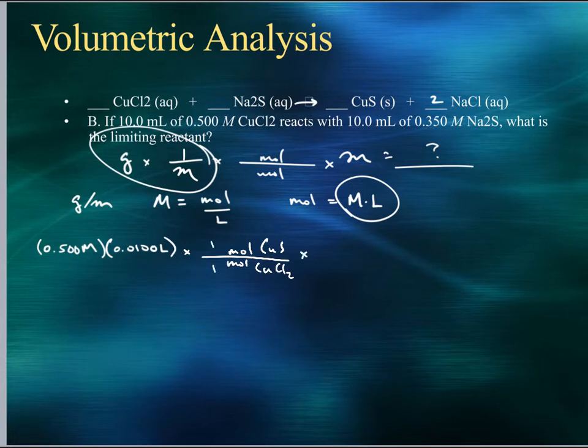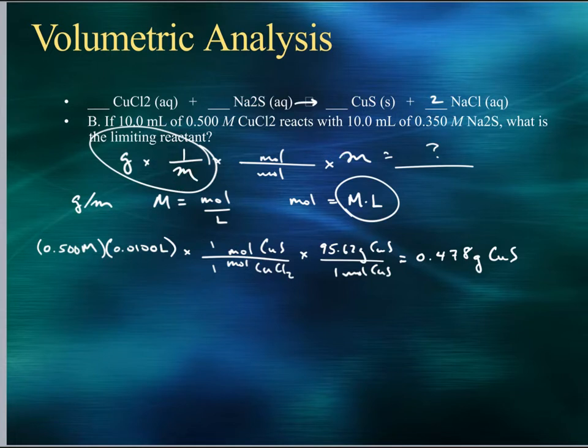And then finally, since it wants a mass, we need to multiply times the molar mass of CuS, which is 95.62. So here we go. We have 0.5 times 0.01, times 1, and then times 95.62. The answer needs 3 significant figures. This comes out to 0.478 grams of CuS.